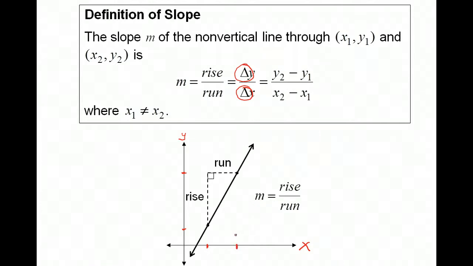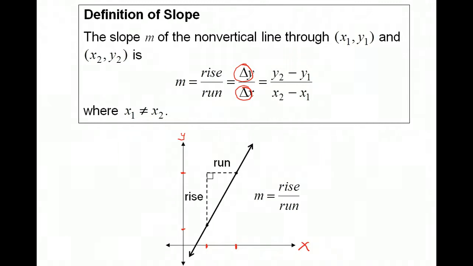Now, if we have a picture, we can just count the units from the first point to the second point, going straight up and straight across, and we would do that. Normally, though, we instead are just given the coordinates of those points. So let's take a look at that.